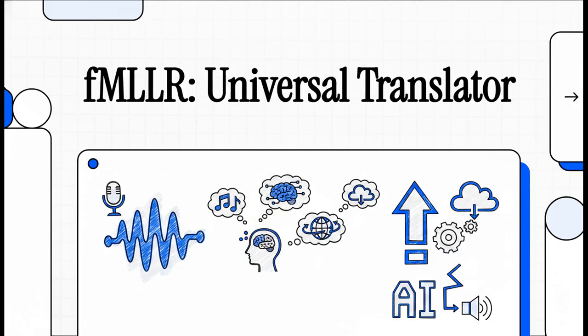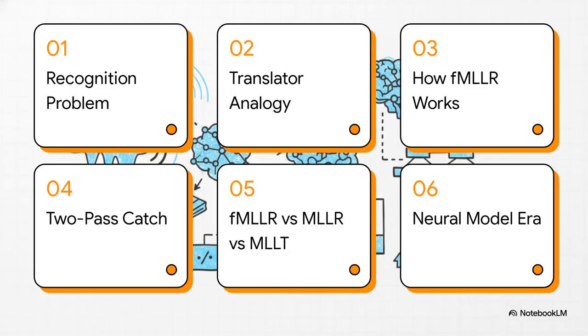It's called fMLR, and it essentially acts as the sci-fi universal translator of speech recognition. This is literally the mathematical magic that paved the way for the instant transcriptions we all just take for granted now. We have a pretty clear roadmap today to break down this complex concept logically. We'll cover the speech recognition problem, the universal translator analogy, how fMLR actually works, the two-pass decoding catch, a quick comparison of fMLR, MLLR, and MLLT, and finally, the neural model era.